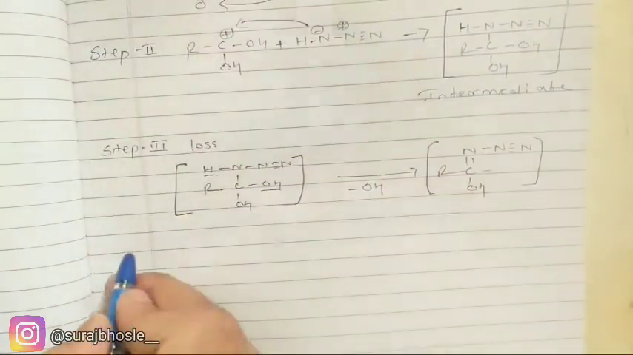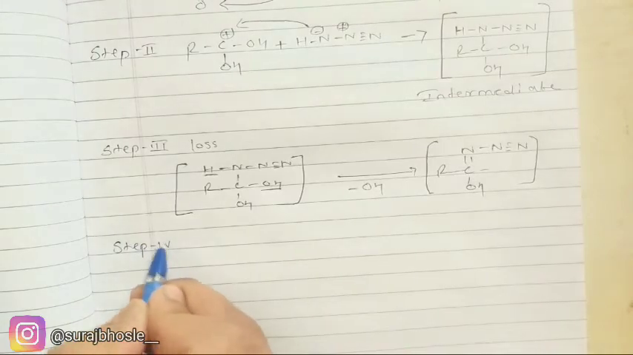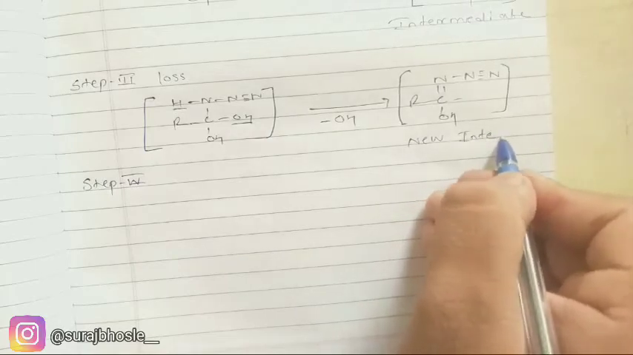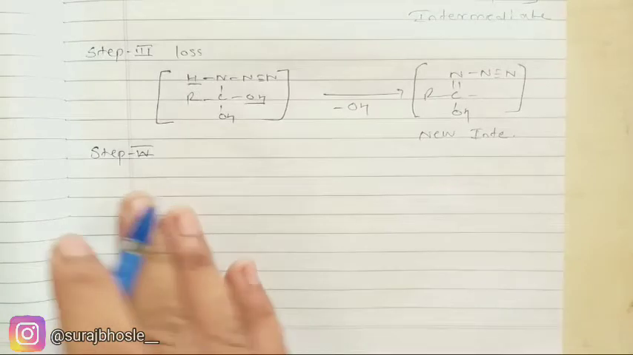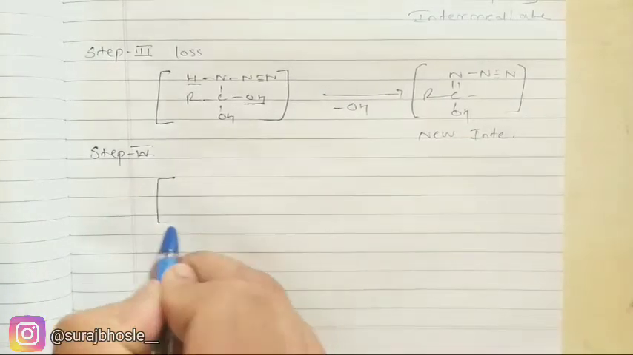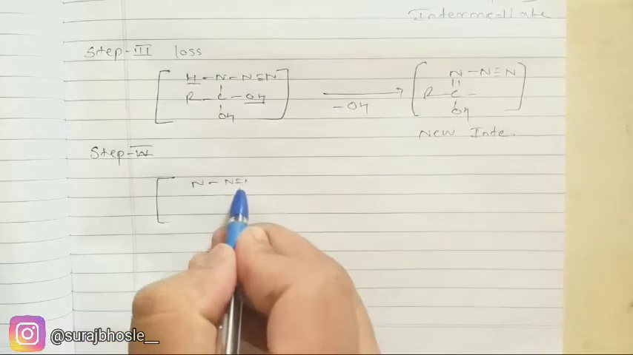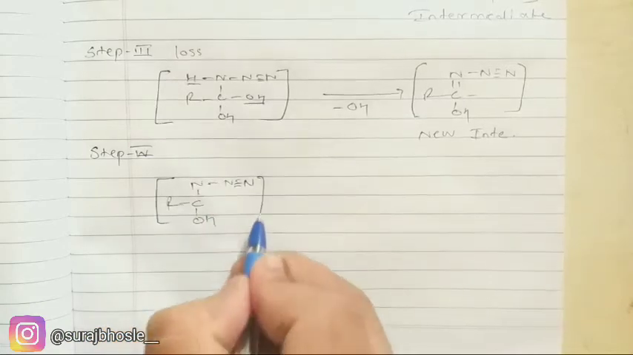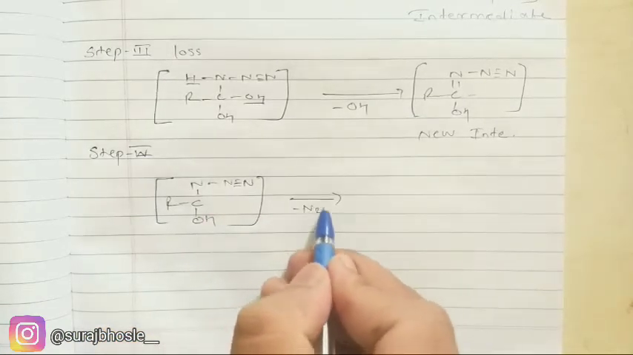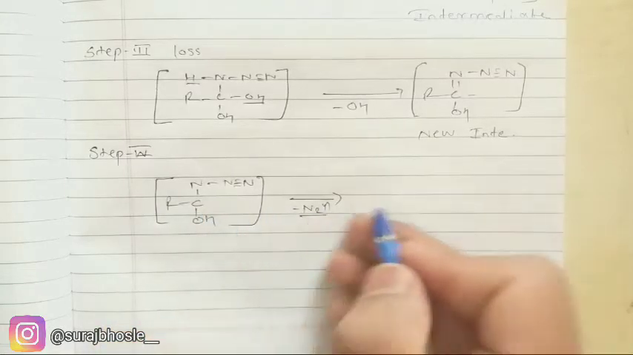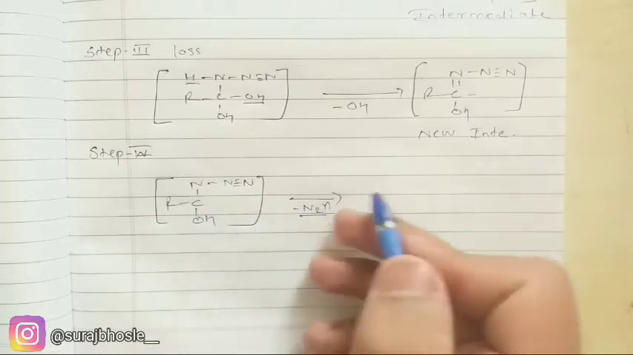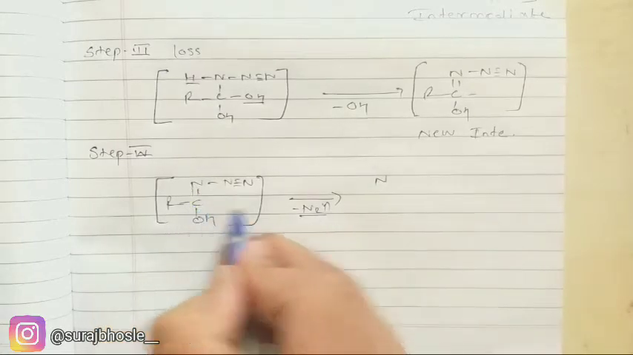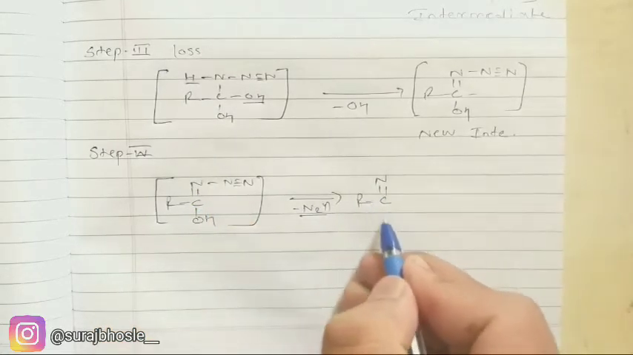Now in step 4, this new intermediate is going to lose its 2 nitrogen atoms. The 2 nitrogen atoms are getting eliminated from this new intermediate, and another intermediate will be formed like this: N double bond C, R, OH.